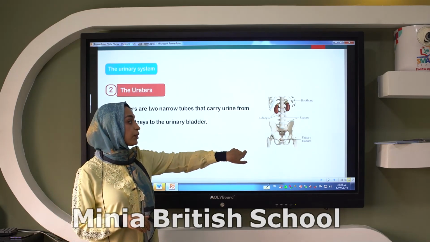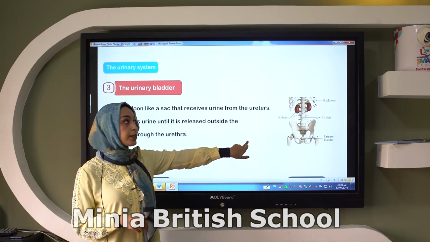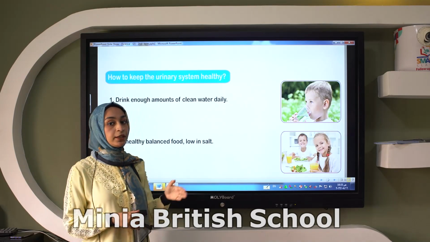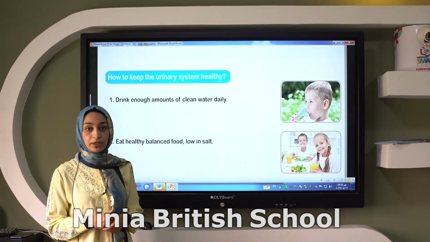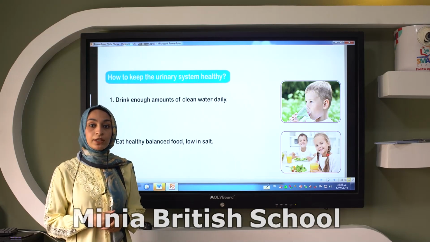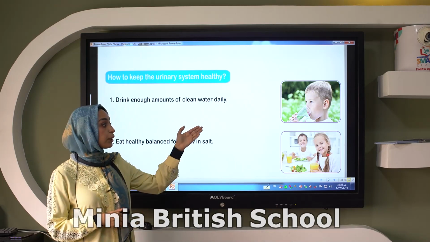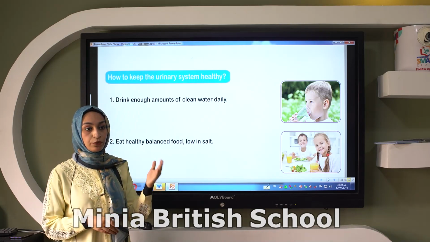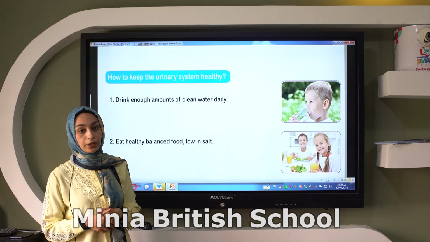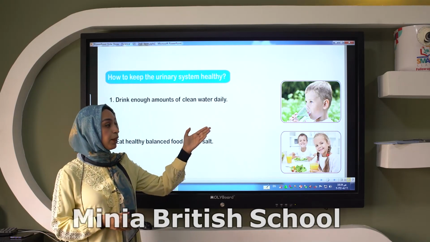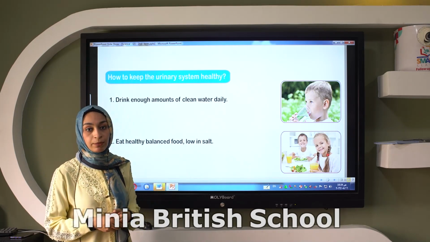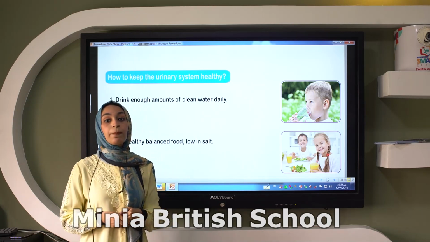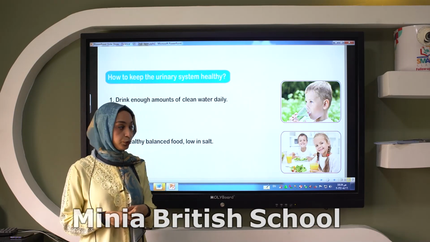The last part in this lesson is the maintenance of this system. How can you keep it healthy? Number 1, by eating fresh fruits and vegetables, which are low in salts. Doing exercise is also very important for your body, whether for the circulatory or for the urinary system. Drink a suitable amount of water, especially in the summer, because you secrete more sweat and you have to compensate for this amount of water.